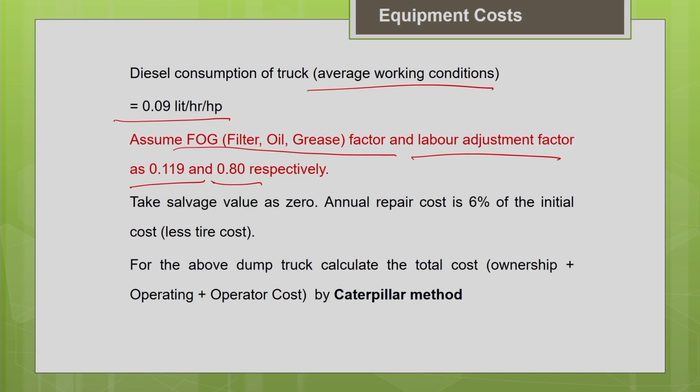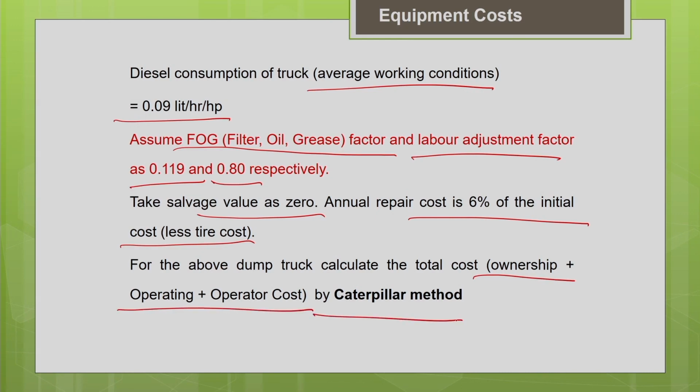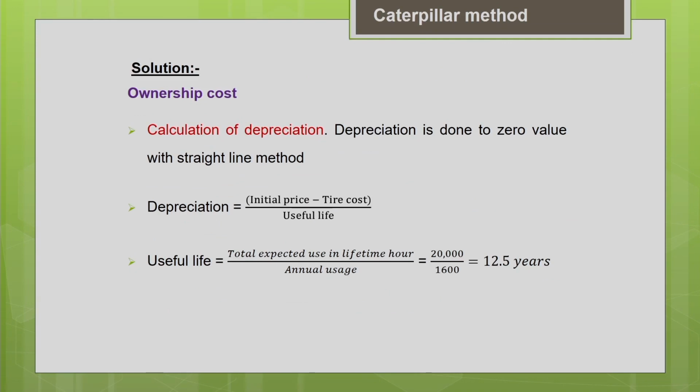Take the salvage value as 0 for this particular problem, and the annual repair cost is 6% of the initial cost, excluding the tire cost. The repair factor is also given to you directly. So for the above dump truck, calculate the total cost, your ownership plus operating cost, by the Caterpillar method first. We are going to estimate it by the Caterpillar method first.